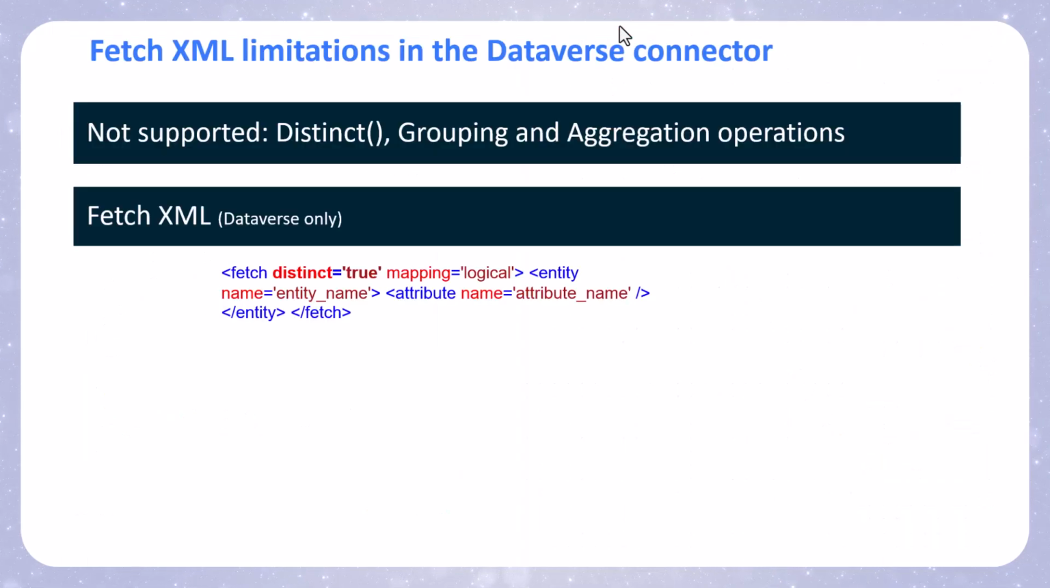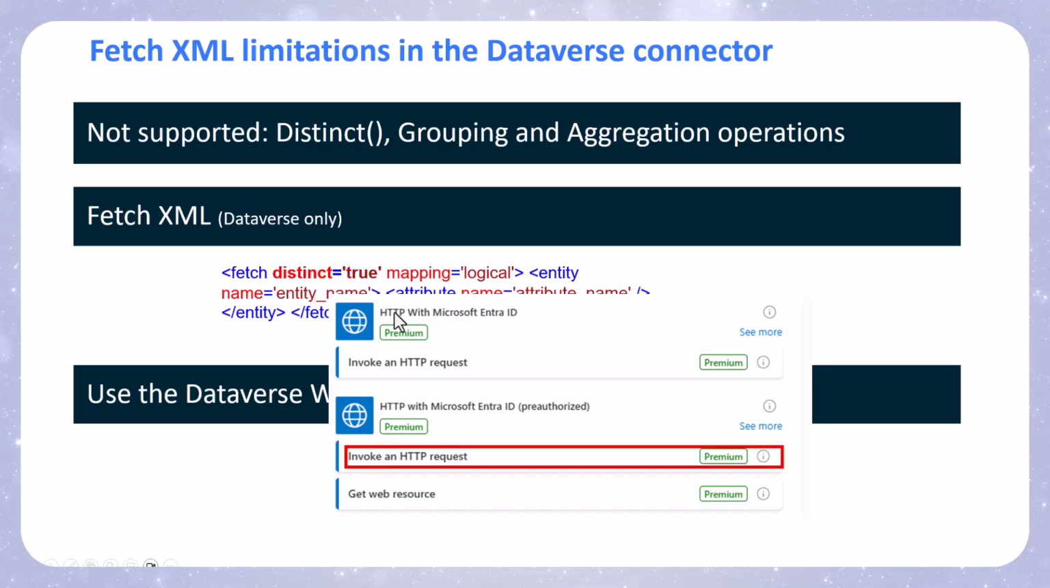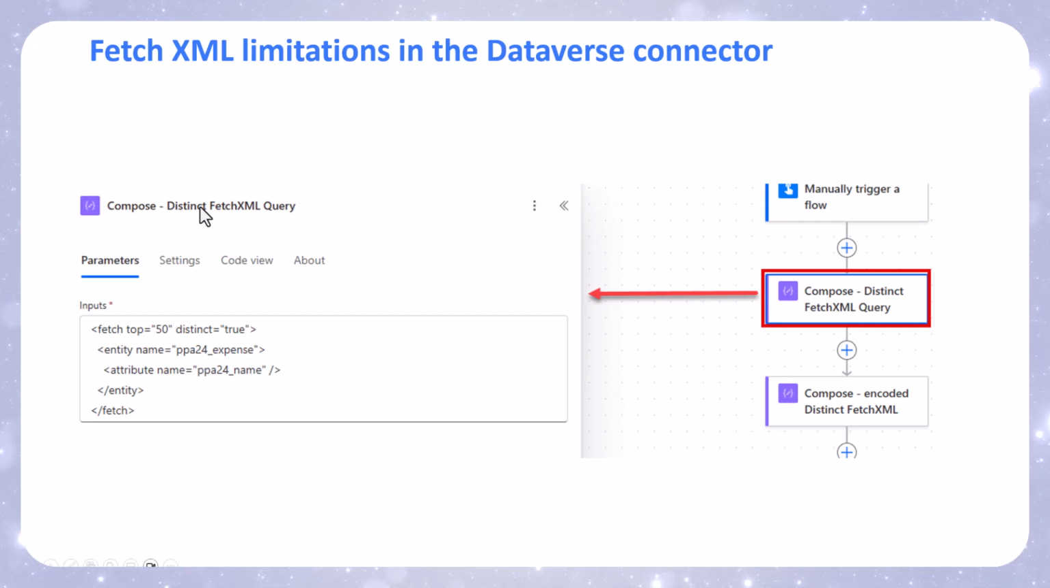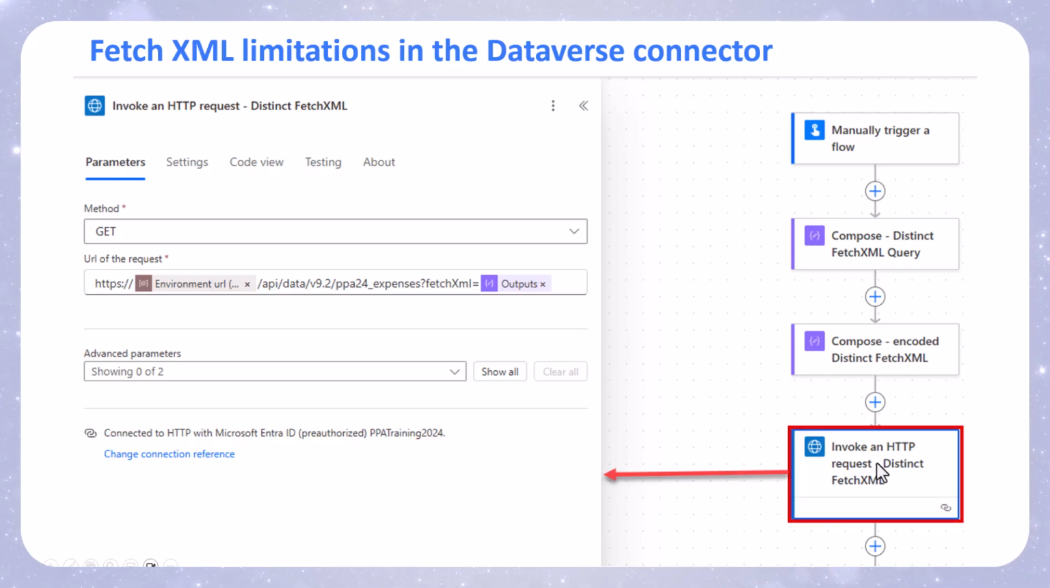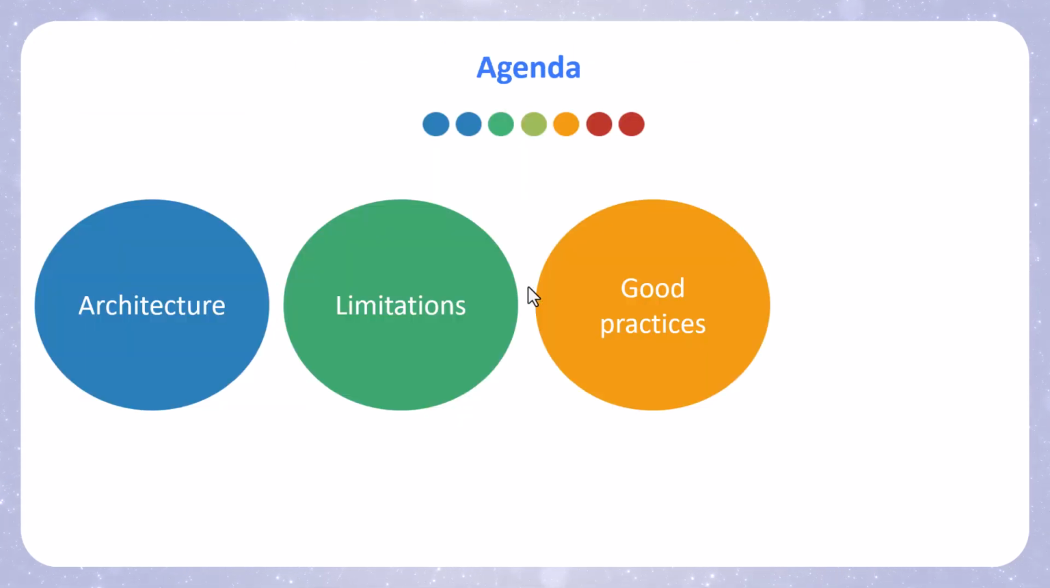The workaround is that instead of using the Dataverse connector, you need to use the Dataverse Web API. And everything works with the Dataverse Web API. You can use the HTTP with Microsoft Entra ID action, Invoke an HTTP request, create your FetchXML here, and pass your FetchXML to this Invoke an HTTP request. You see, like this. And it works. Everything works like this. All right.